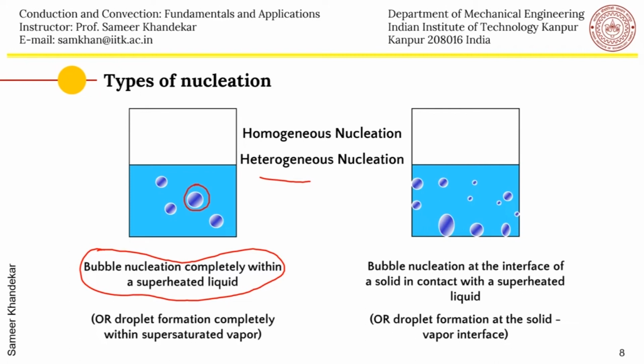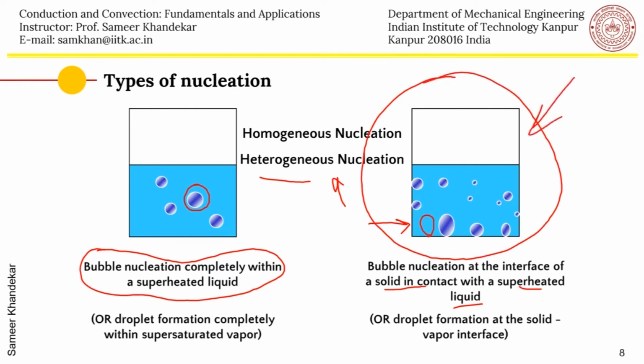So it's a volumetric phenomenon. But when we make tea, for example, the bubbles do not get formed inside the volume. They actually get formed on the surface, as you can see here in this figure. When bubble nucleation takes place at the interface of a solid which is in contact with a superheated liquid, it is called heterogeneous nucleation. In this lecture, all our discussion will focus on heterogeneous nucleation. We will not consider homogeneous nucleation, which is a slightly different phenomenon.